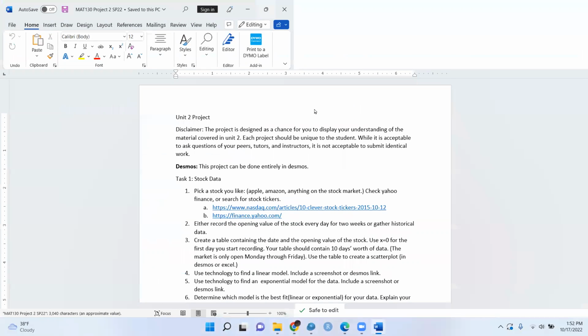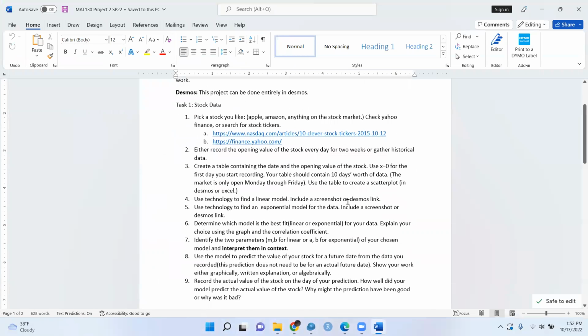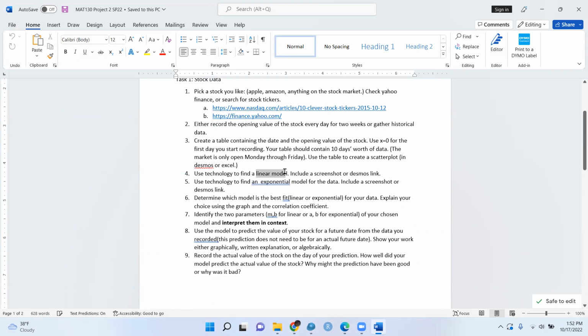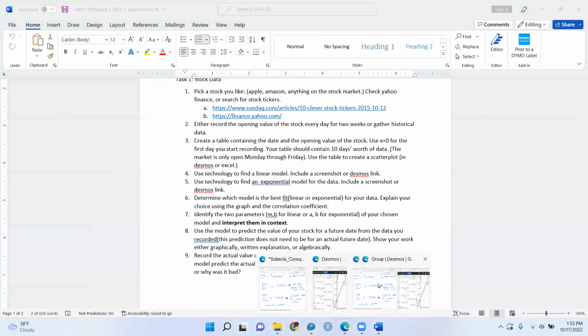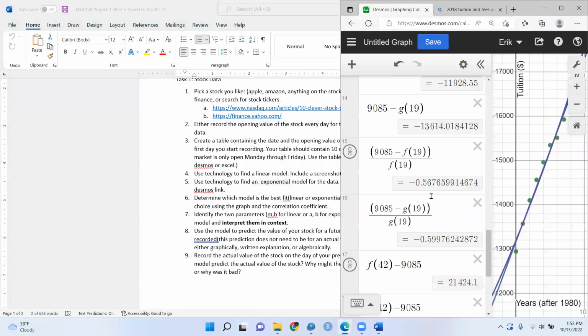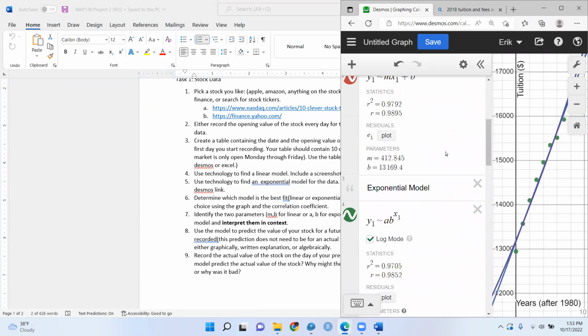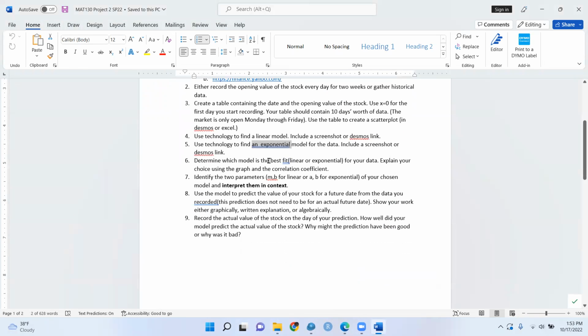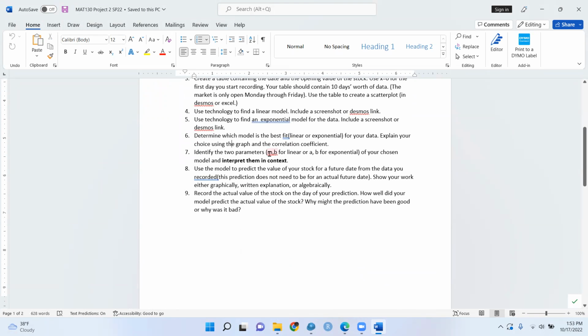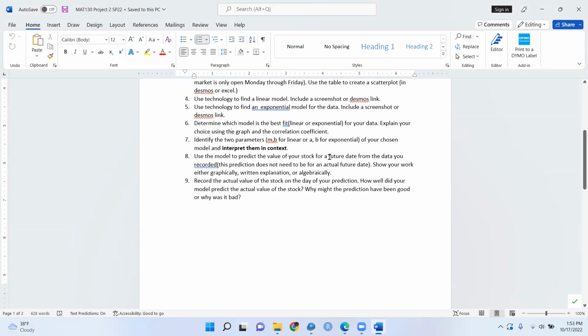So for the first task, you've compiled all this data, and then you're finding that linear model and that exponential model, and you're either screenshotting. Remember, you can actually just do what I've done here in Desmos, and you can type it all up and put your notes in here, and you can just save this graph and send me the link, and I'm super happy for that. You're then stating which model is the best fit, and you're going to explain based off the graph and the correlation coefficient. You're going to interpret the parameters of the best fit model. And then you're going to predict a stock value in the future based off of your model.